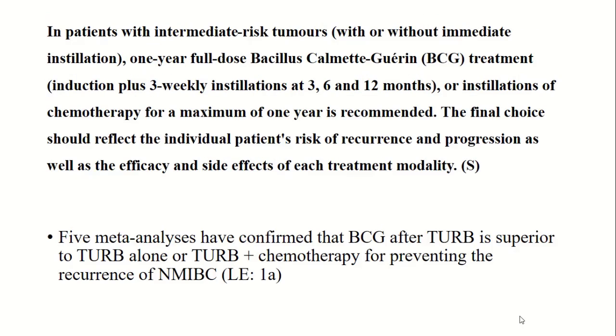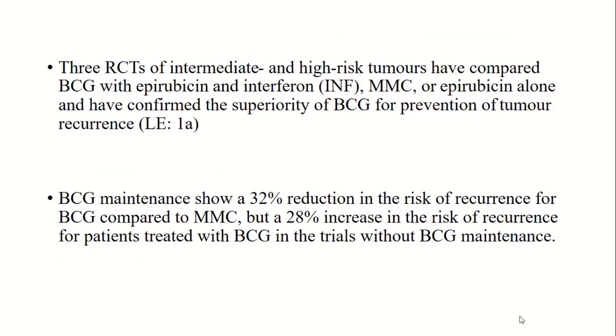And for the other patients who have intermediate risk, 1 year full dose of BCG treatment plus induction chemotherapy. The final choice reflects the individual patient's risk criteria. There are 5 meta-analyses. They have confirmed that BCG after TURB is superior to TURB alone and TURB plus chemotherapy. This shows the superiority of BCG, and in these meta-analyses the researchers studied different controlled trials to see the superiority of intravesical immuno or chemotherapy.